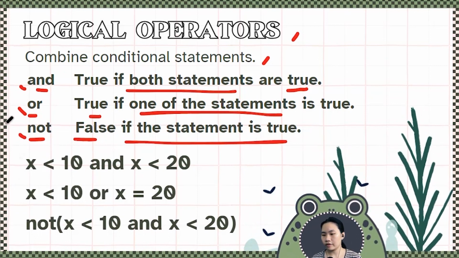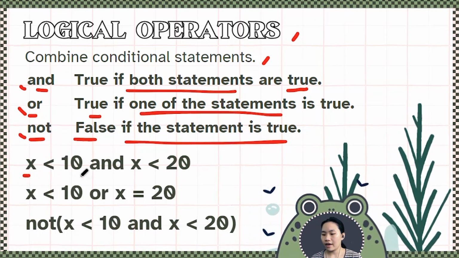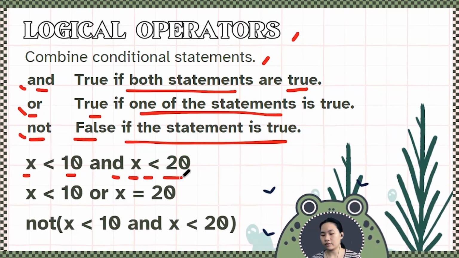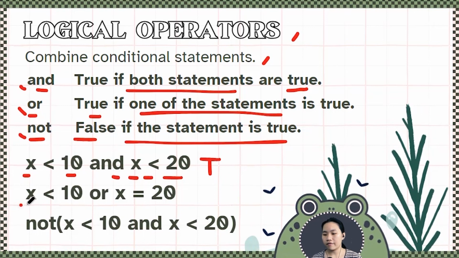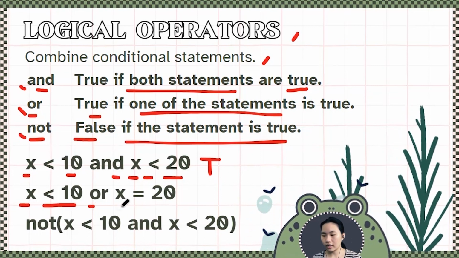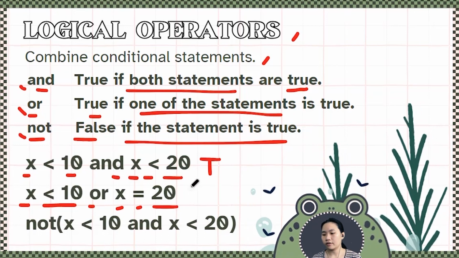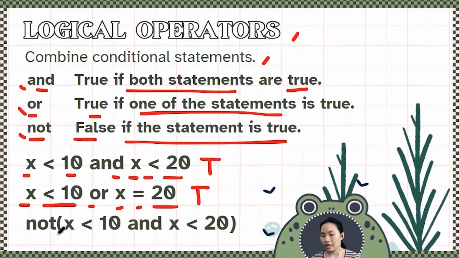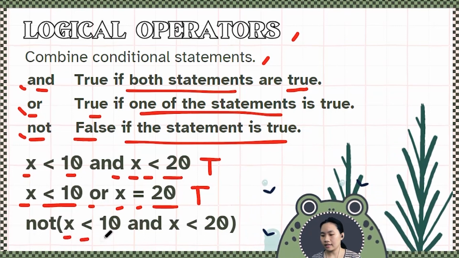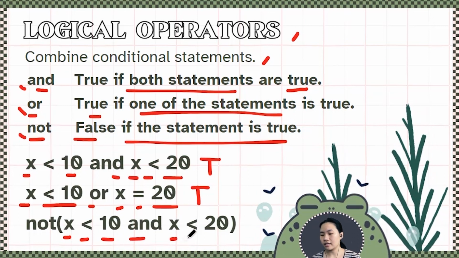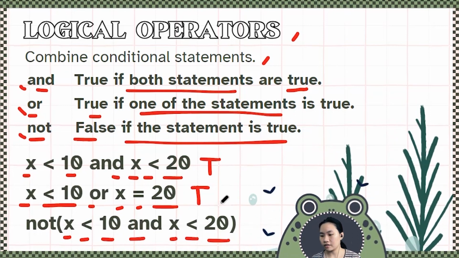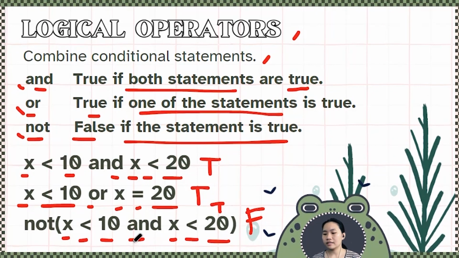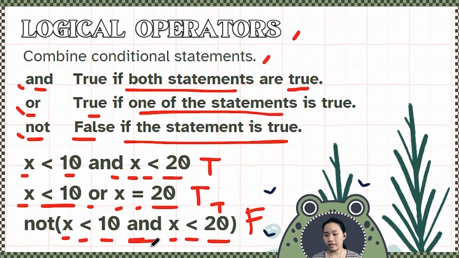So I have some examples over here. First with and. If x is less than 10 and x is less than 20, return true. If x is less than 10 or x equals 20, returns true, okay? It only needs one of these to be true. Now, if not x is less than 10 and x is less than 20, if this is true, returns false, okay? Now, instead of saying and, you can put or in here, okay?